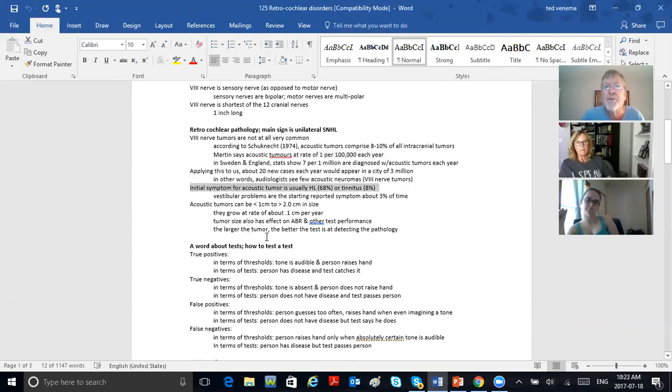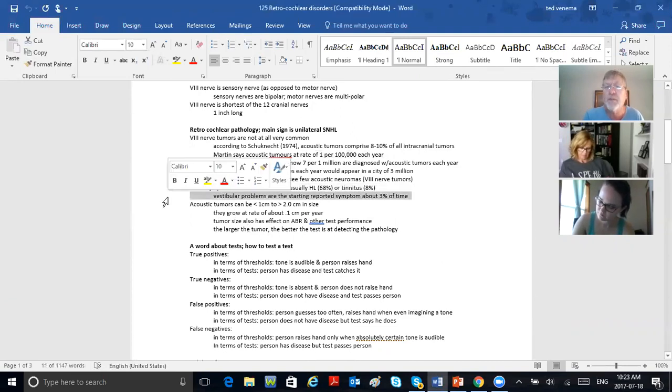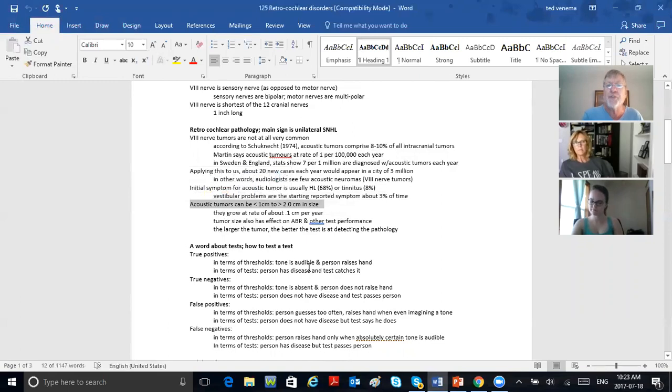Usually the initial symptom for an acoustic tumor is hearing loss, sometimes tinnitus, sometimes vestibular problems, a bit. Tumors can be tiny or greater than 2 centimeters. How big is a centimeter? Like your fingernail. So it can be twice as big as your fingernail. They can get bigger. I would put a star by this: the size of the tumor has an effect on the test performance. The larger the tumor, the better the test will be at detecting it. Well, that makes sense. It's just logical.